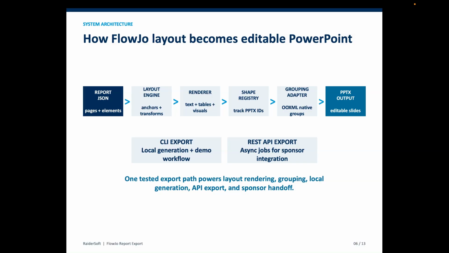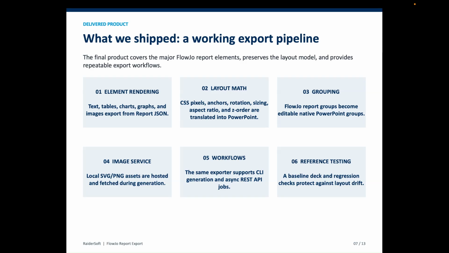The important part is that both the CLI export and REST API export use the same tested export path, so we are not maintaining two separate systems. At the end of the project, we delivered a complete export pipeline that turns FlowJo report JSON into editable PowerPoint presentations.